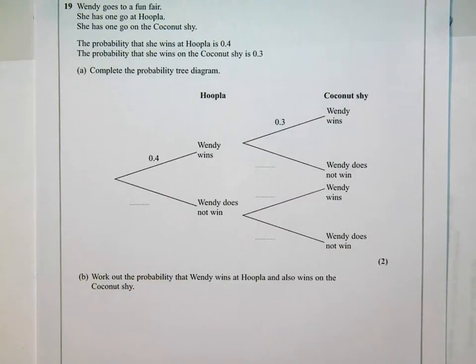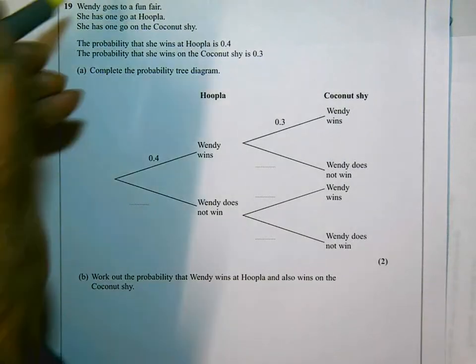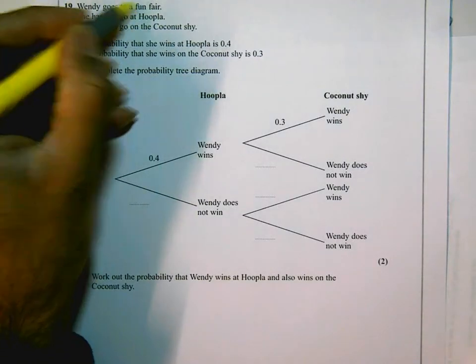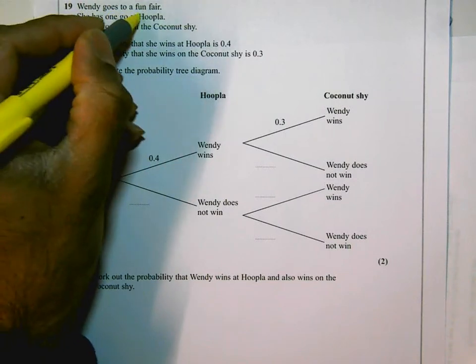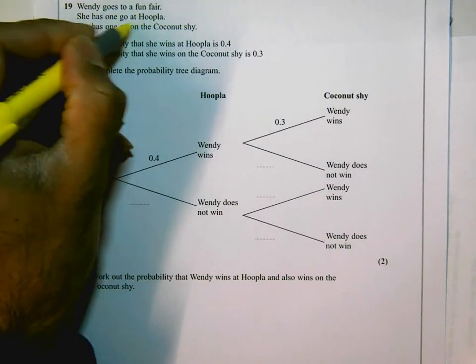Okay, this is question 19 on the higher non-calculator paper. Alright, let's read the question first. Wendy goes to a fun fair. She has one go at hoopla. She has one go at the coconut shy.